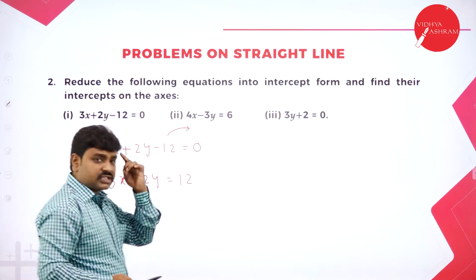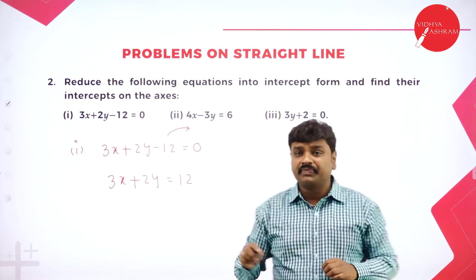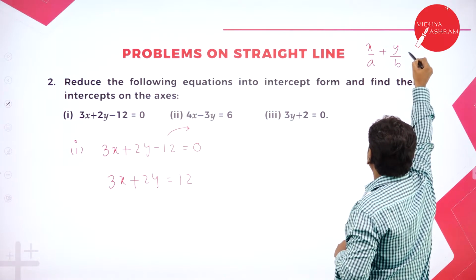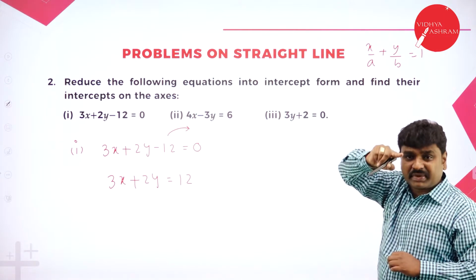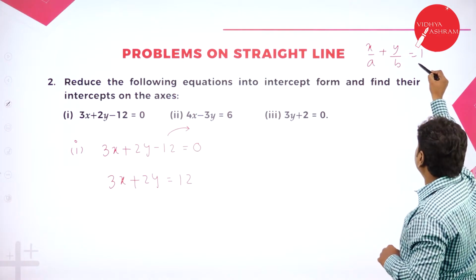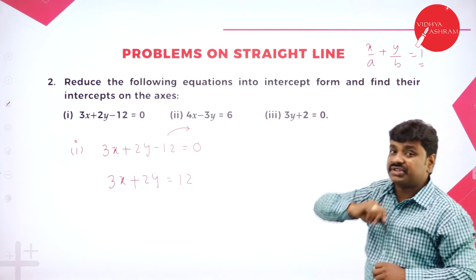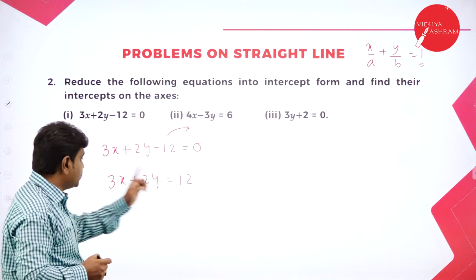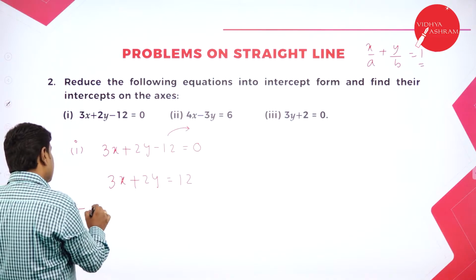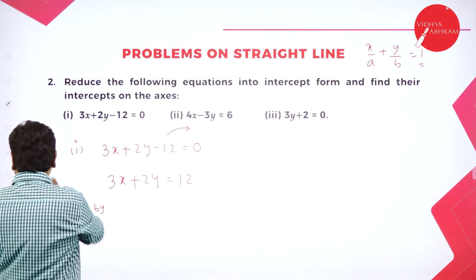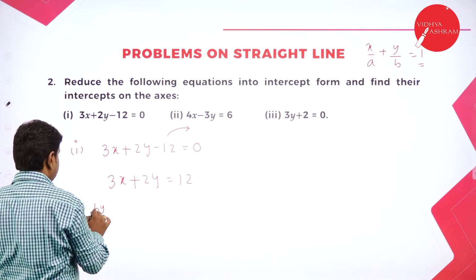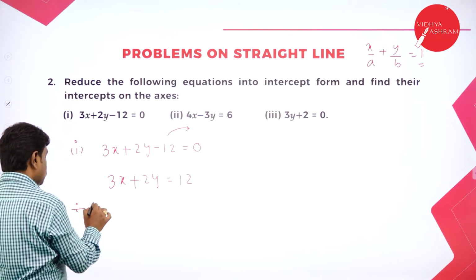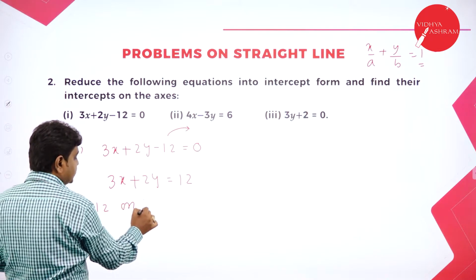First remember what the intercept form is. x by a plus y by b equal to 1. So in the RHS what do we need? We need 1 in the RHS. But what is present in the RHS? 12. So make this 1. So divide by 12 on both sides.